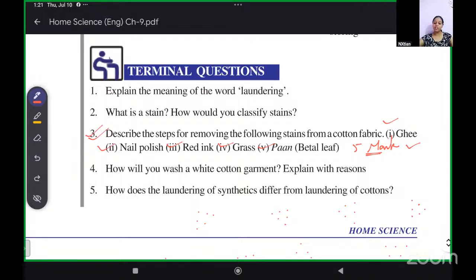Now, I also want to try out the fifth answer with you. Laundering of synthetics. It is a difference between laundering of synthetics and laundering of cotton. Usually when we answer questions where we have to give the difference between two things, we make a table and write the difference. Let me show you how.